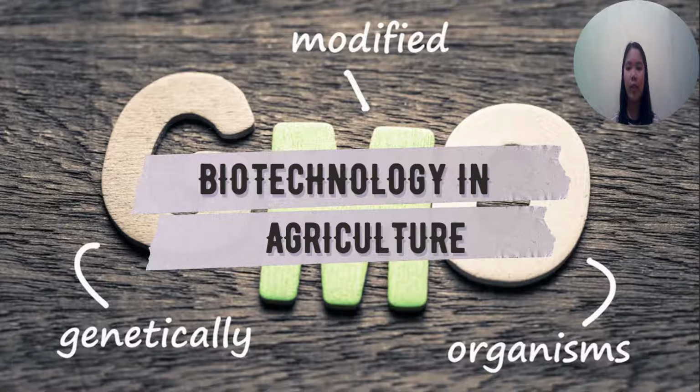Biotechnology is widely used in agriculture to improve plant growth and yields, increase resistance to pests and diseases, and enhance nutritional content. In fact, it's estimated that up to 80% of all processed foods today contain ingredients derived from biotechnology. You've probably heard the term GMO before, but what does it mean?